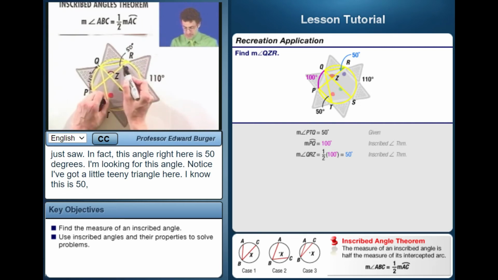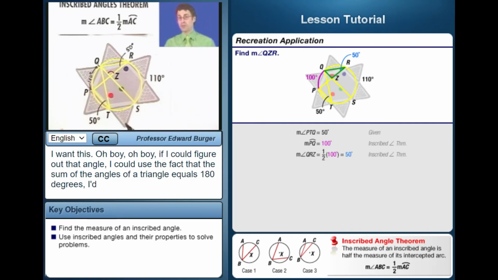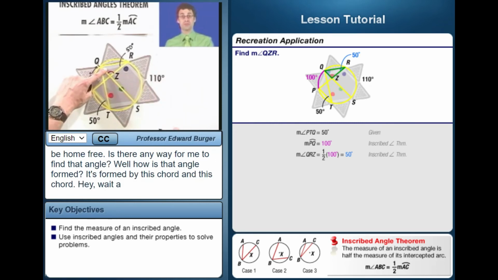Notice I've got a little teeny triangle here. I know this is 50. I want this angle. If I could figure out that angle, I could use the fact that the sum of the angles of a triangle equals 180 degrees. I'd be home free. Is there any way for me to find that angle?